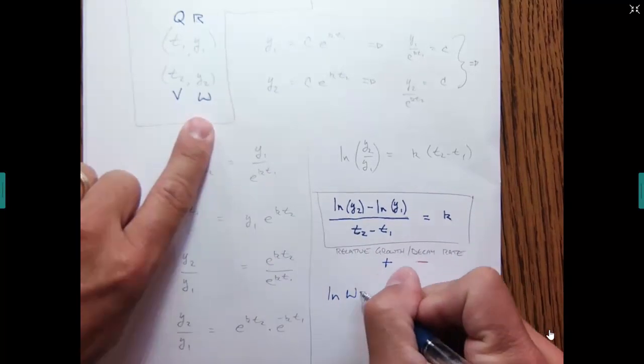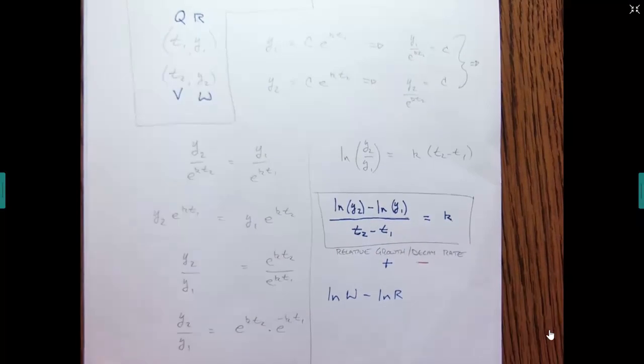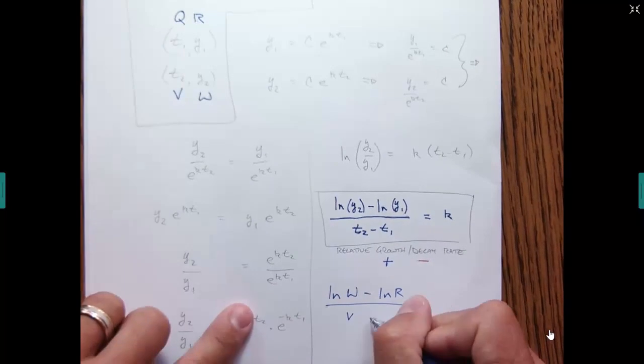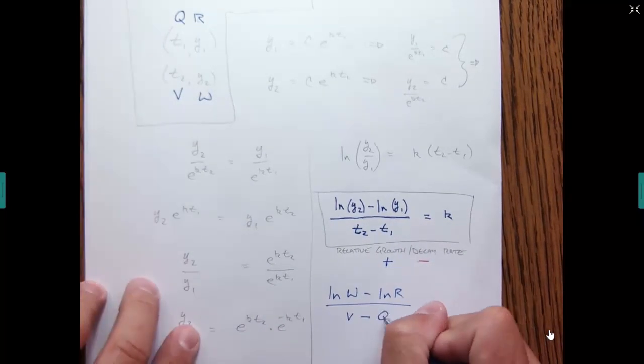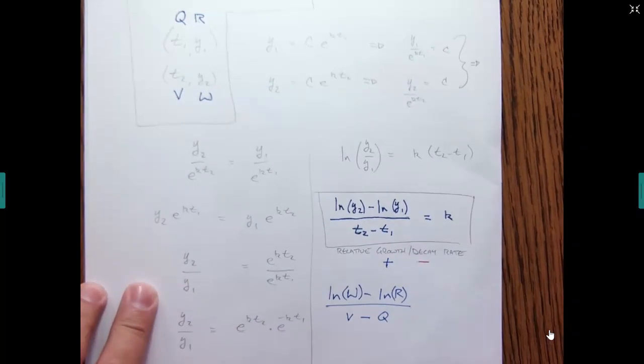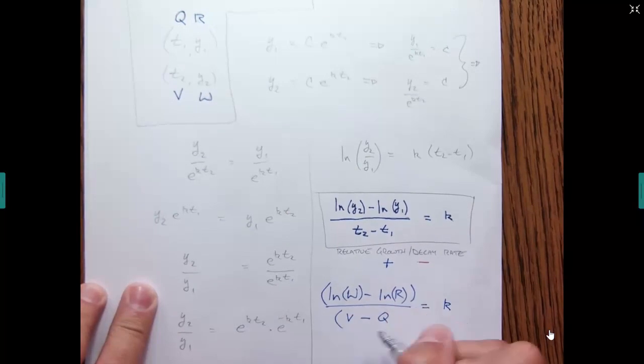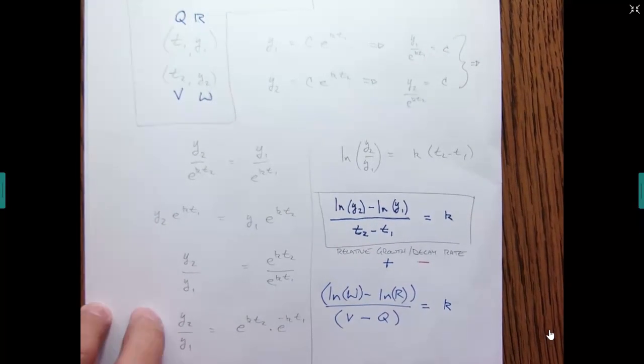Now y2 is w, y1 is r. So I have something that looks like this. t2 is v, and t1 is q, like this. Now I'm going to put the parentheses in like the calculator would show it, because I'm making a calculator program. This is going to equal k. It looks like a good variable to store to. I also want to be very careful that this is the numerator and this is the denominator. So I'm going to put all of that in there right now, and then I'm going to grab my calculator.